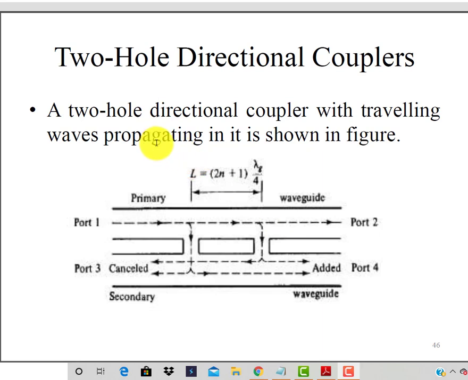So here it is, having the different types of directional couplers: the 2-hole directional coupler, the bead-hole directional coupler, and the multi-hole directional coupler. Here I am explaining the operation of the 2-hole directional coupler.